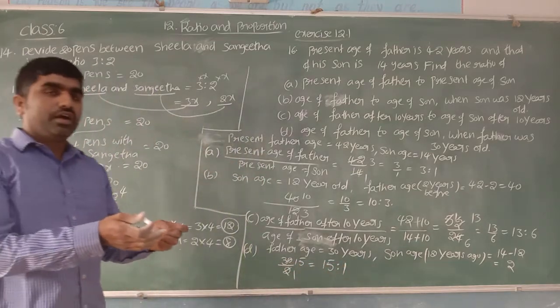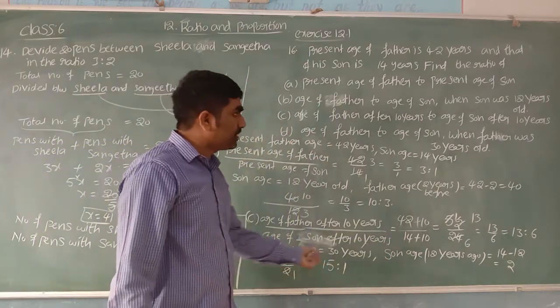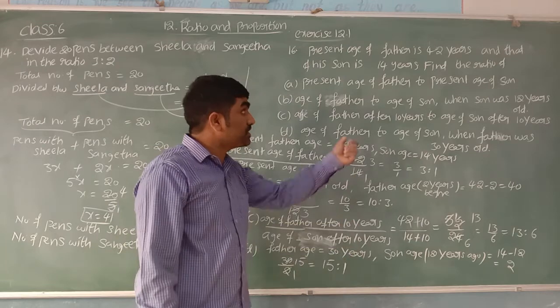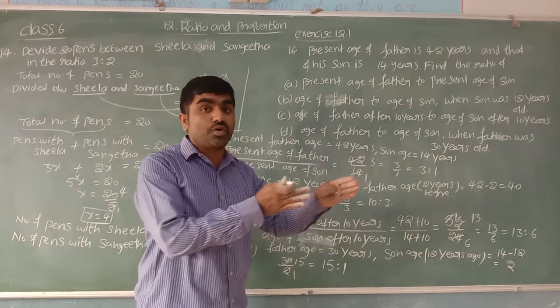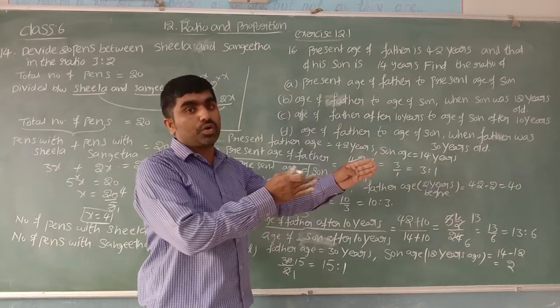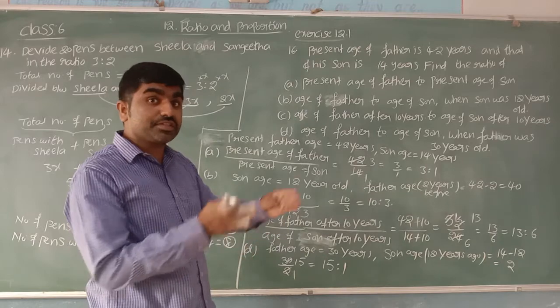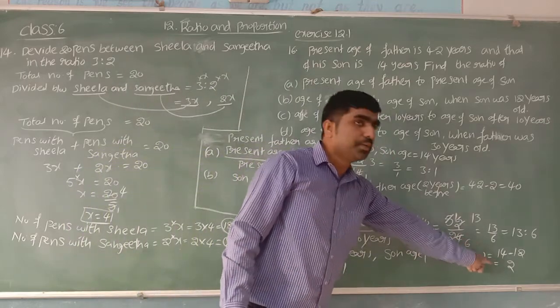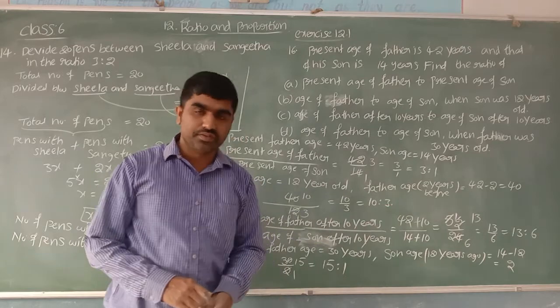So when they said the father is 30 years old, the present father's age is 42 years. When the father is 30 years old means 12 years ago. 12 years ago, the father's age is 30 years. 12 years ago, what is the son's age? Present age minus 12. 14 minus 12, I got 2.